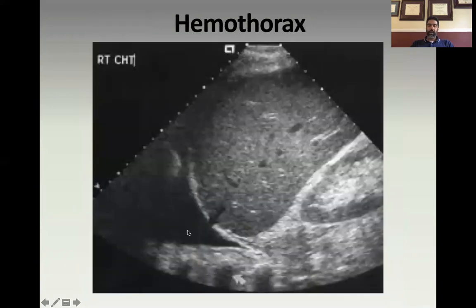Here is a hemothorax. So again, free fluid or anechoic space here above the diaphragm. You can see a little bit of lung floating in there. So this is free fluid in the pleural space. In the trauma patient, you assume that it is blood and call it a hemothorax and intervene on it.